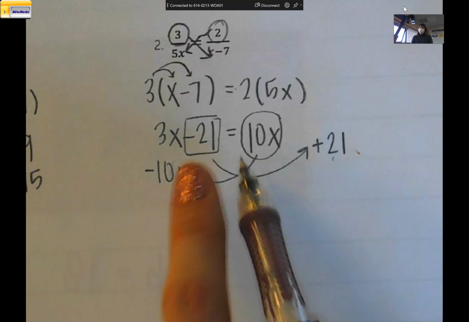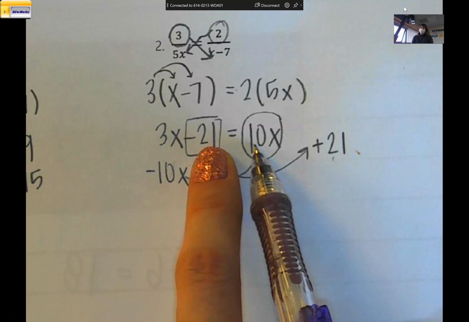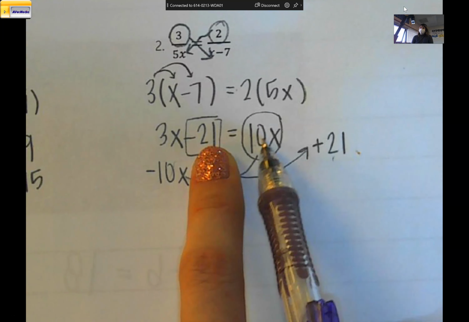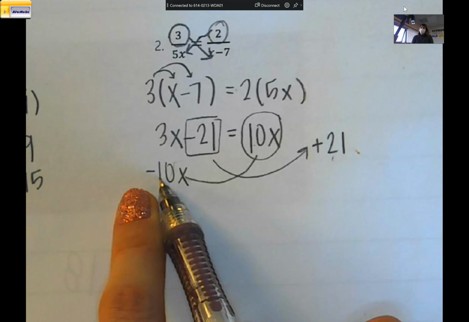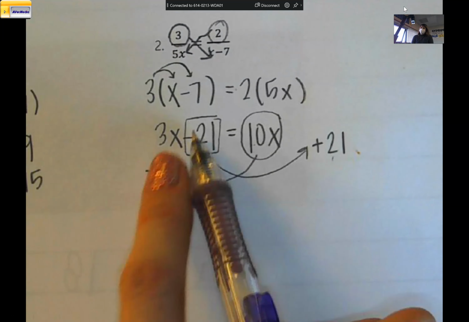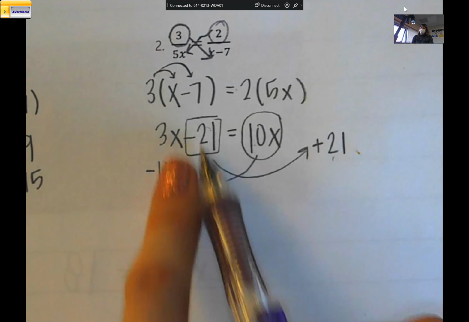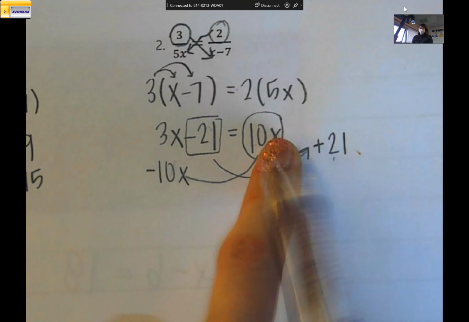Notice that what I did is the opposite of what you see. So you see a positive 10 here, it's a negative 10 on the other side. You see a negative 21 here, it's a positive 21 on the other side.